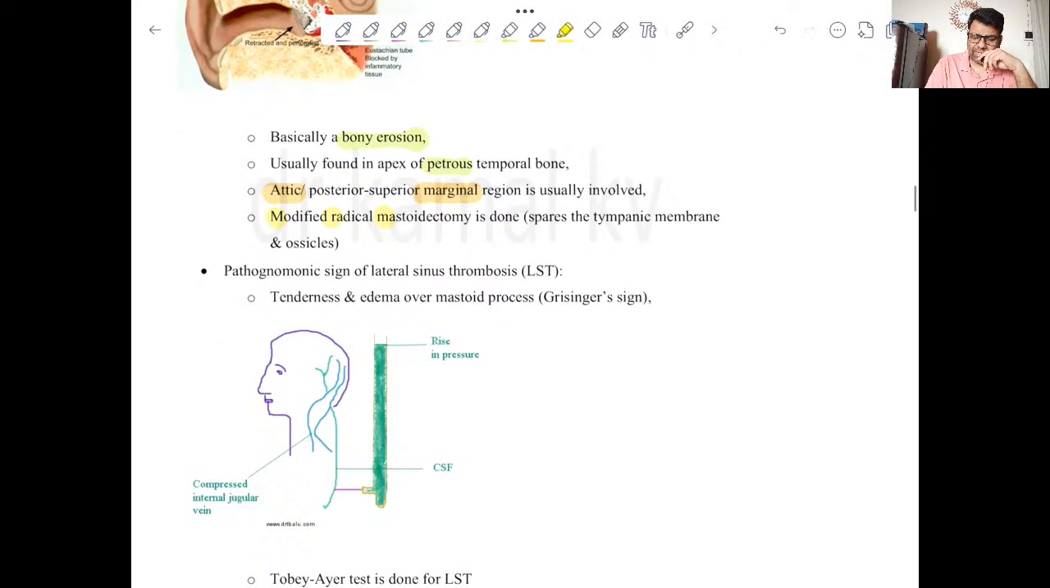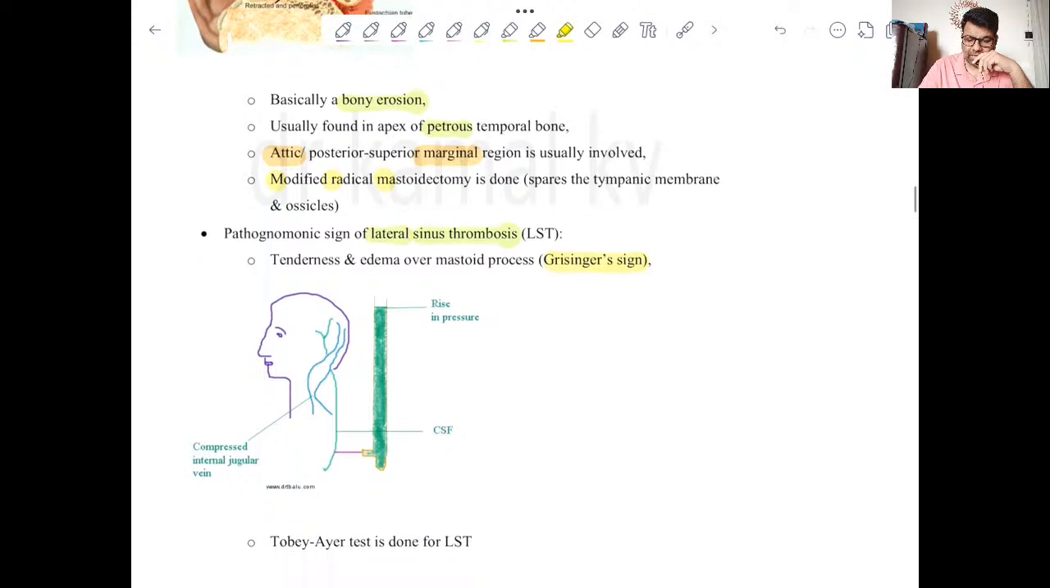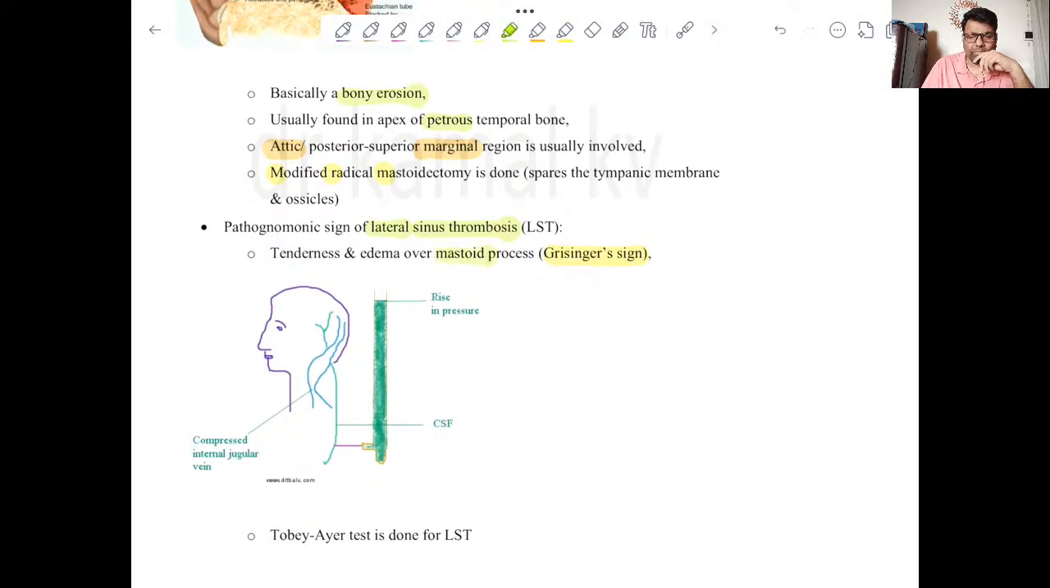Now one of the characteristic signs of one complication, that is LST, that is lateral sinus thrombosis, is Griesinger's sign, in which there is edema and tenderness over the mastoid process.